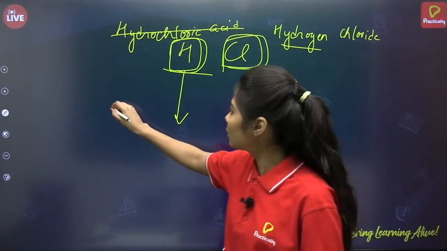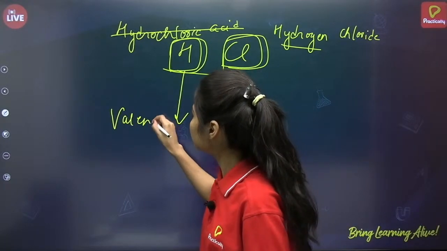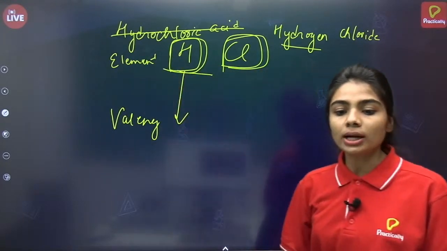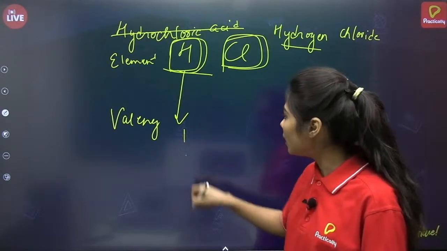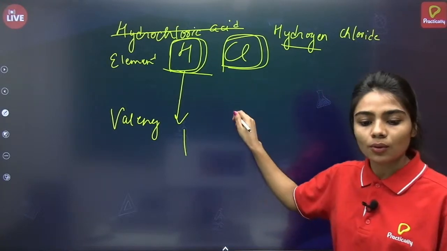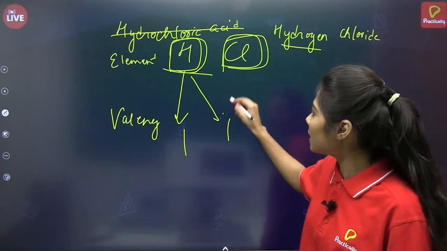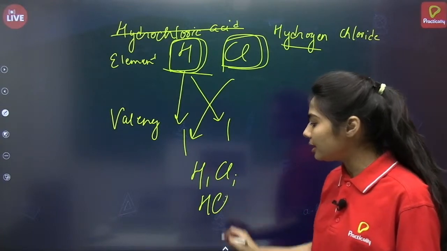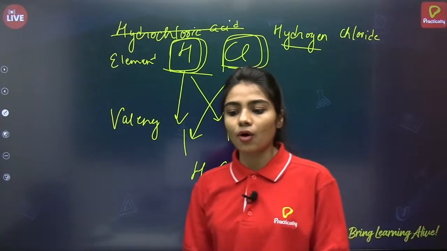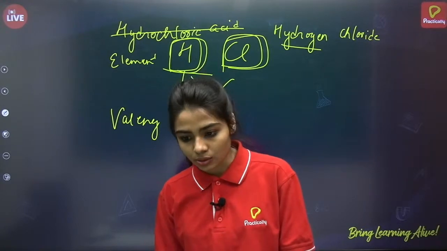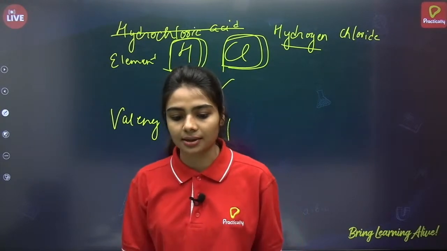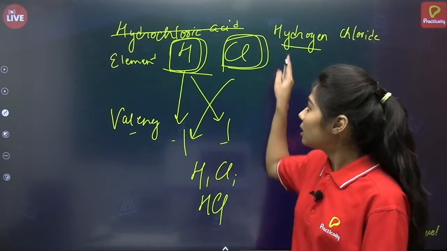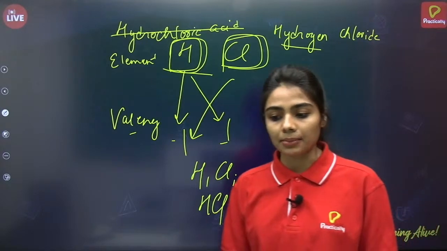Now you need to write the valency. This is the element, this is the valency. What is the valency of hydrogen? 1. What is the valency of chlorine? 1. Now cross multiply it. What will you get? H1Cl1, or simply you can write HCl. This is the chemical formula for hydrogen chloride. That's correct, Sneha. So here the valencies are 1, 1. Cross multiply and you will get the chemical formula.